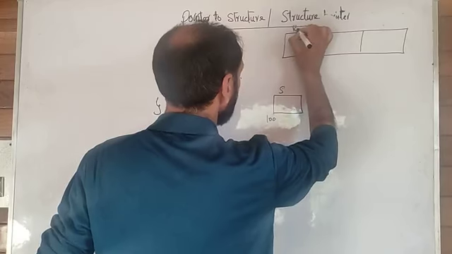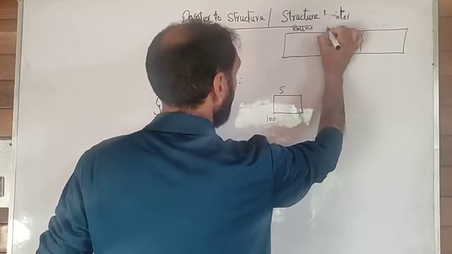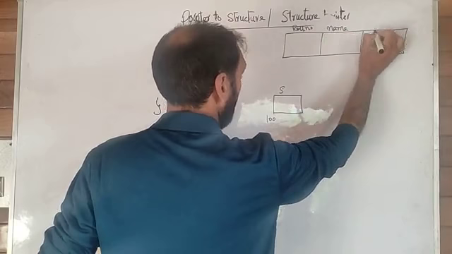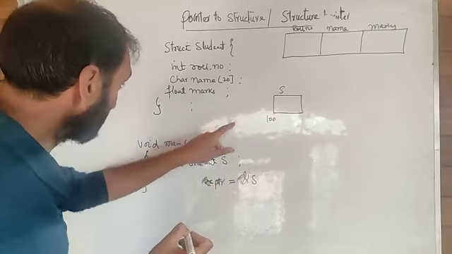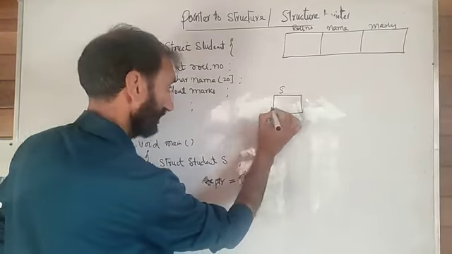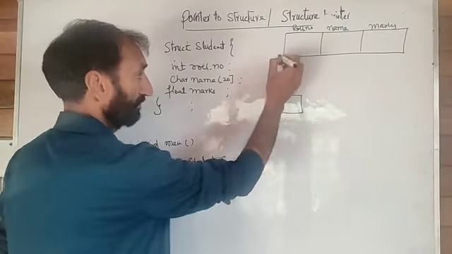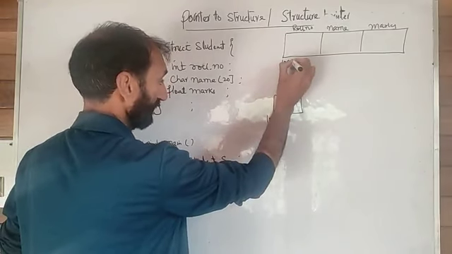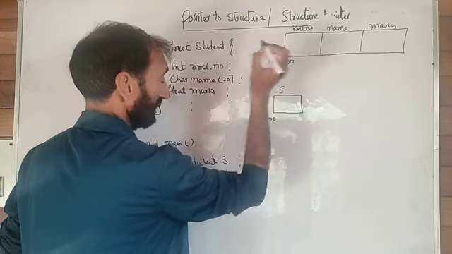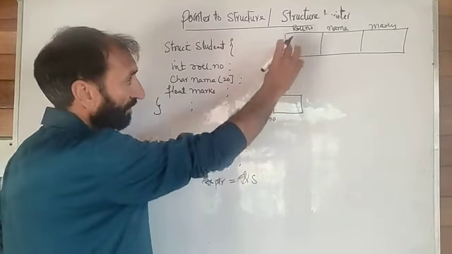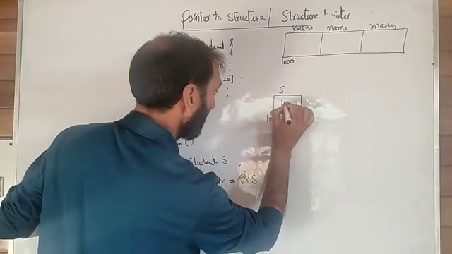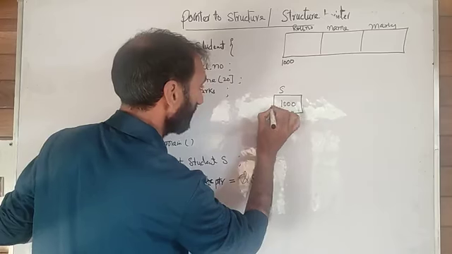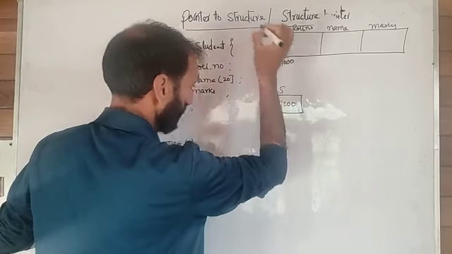Roll number, name, and marks. That means this S... what is S? For example, this is 1000, the address of this. That means this 1000 points to this location.